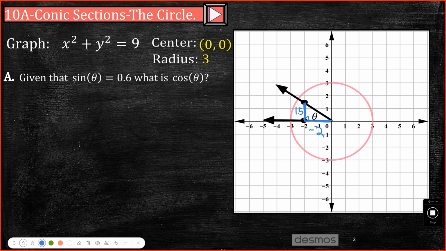-2. Anybody now? Can we figure out what this is now? Yes or no? How? Why? How? Pythagorean theorem, thank you. This is -2, this is 1.5, then you can figure that out. Go ahead and do it. You got calculators, go. Figure it out.